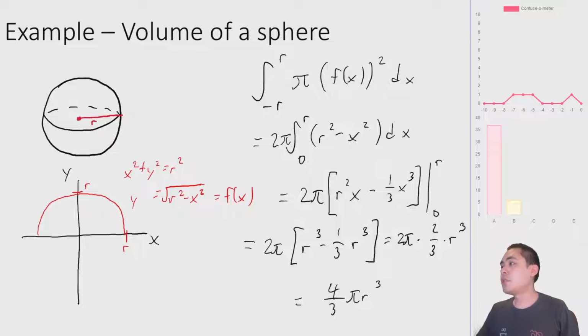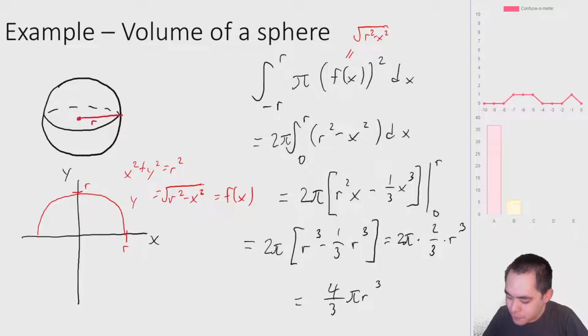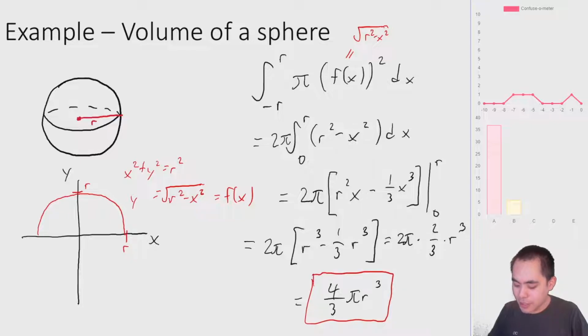Okay, and those of you might remember, there was a question, where did the square root go? So let's go over that again. Note that f of x here is equal to the square root of r squared minus x squared, right? But we're taking the square of that. And so when you take the square, the square root disappears. And so that's why you have this r squared minus x squared there. Okay, so this is one way that you can compute the volume of a sphere.